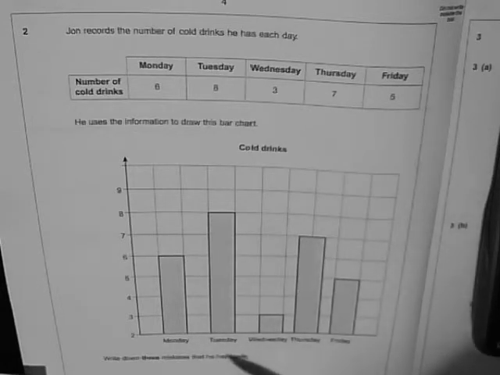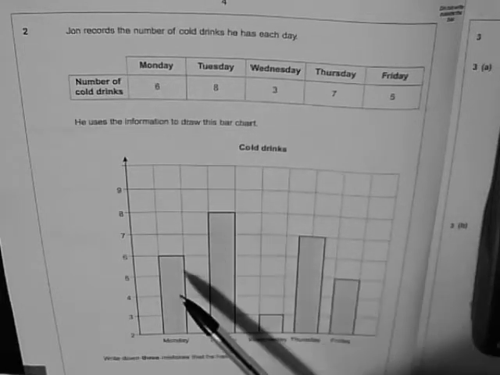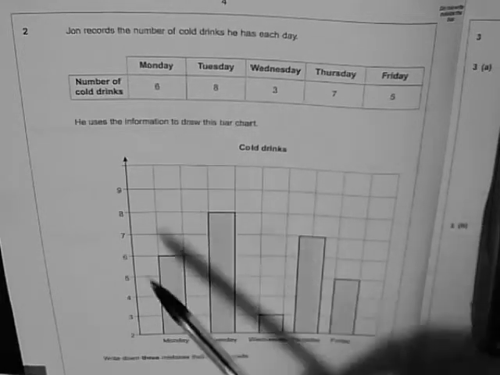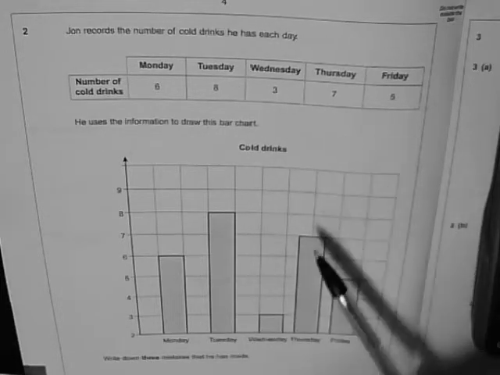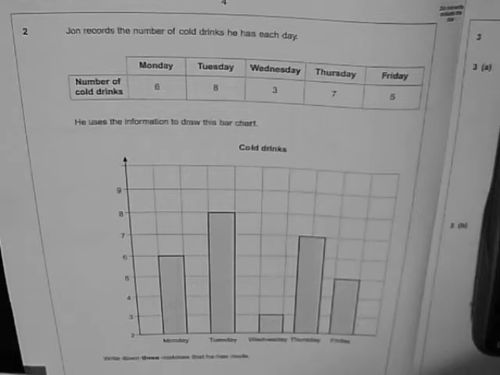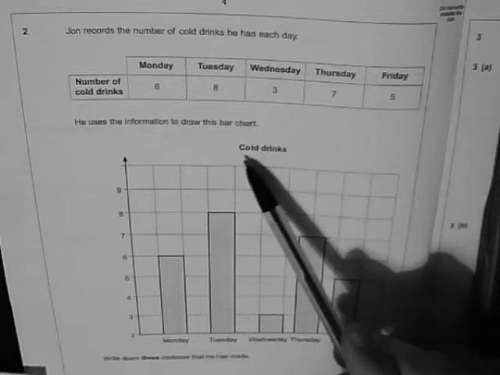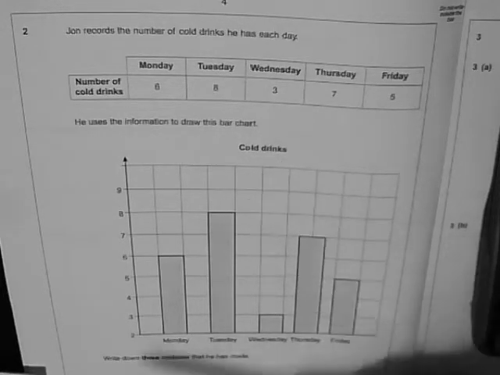So, first thing I'm going to check is, has he got the right values? 6, 6, 8, 8, 3, 3, 7 is 7, 5, 5. So that's correct. What else do we need for a good chart? Well, we need a title. Cold drinks. That's not that descriptive, but I suppose it will do.